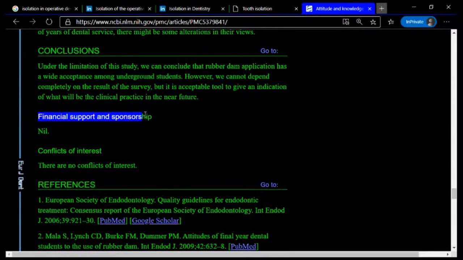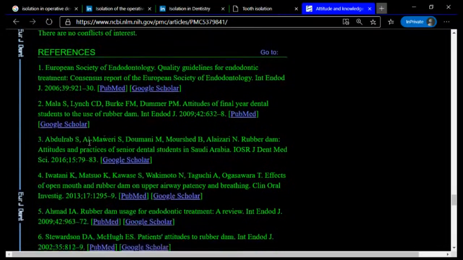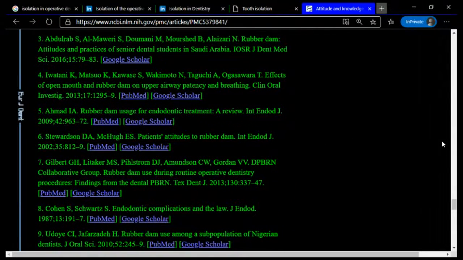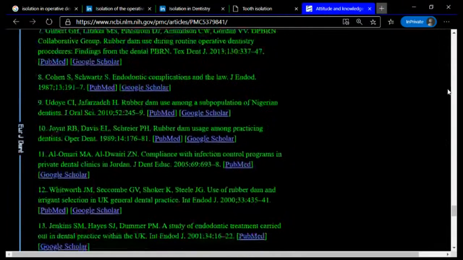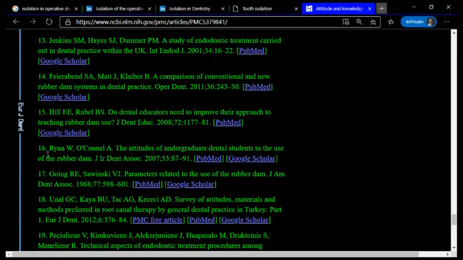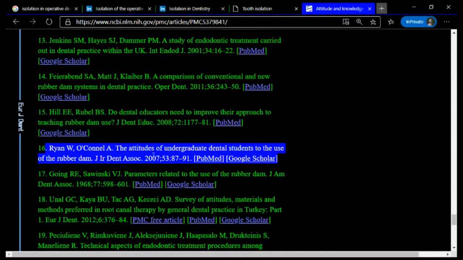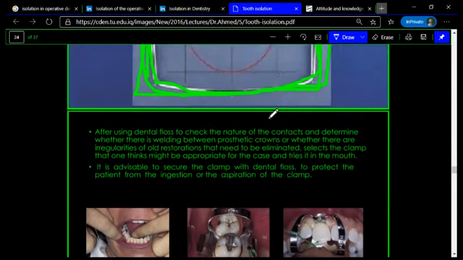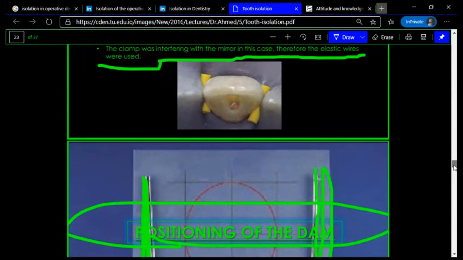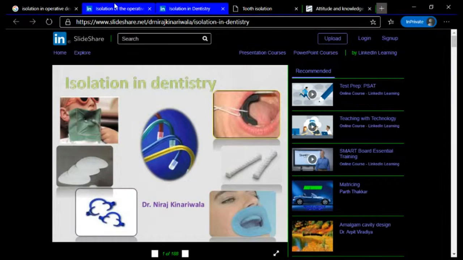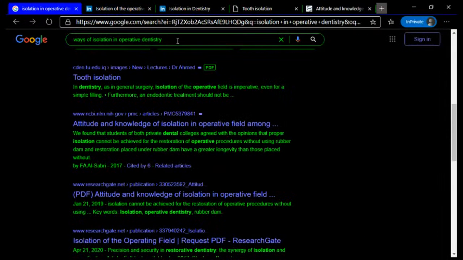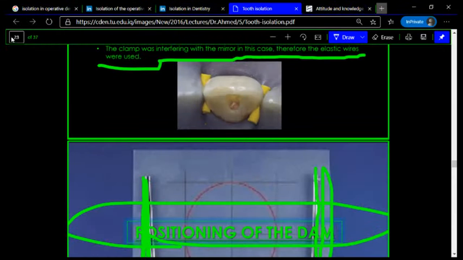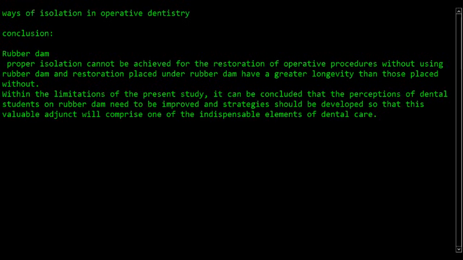And there is the financial support and sponsorship. Here we have the references about this project. Moving on, I think we have enough material now to work with on the ways of isolation in operative dentistry, to make a research and a conclusion, and to write it down in the text here.